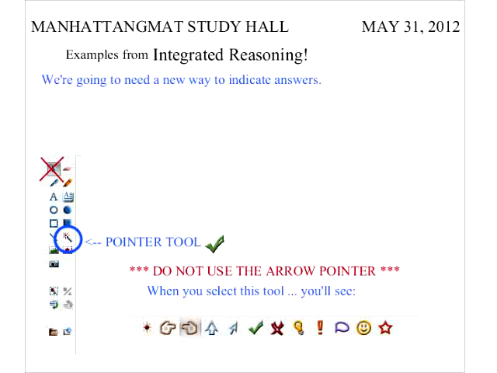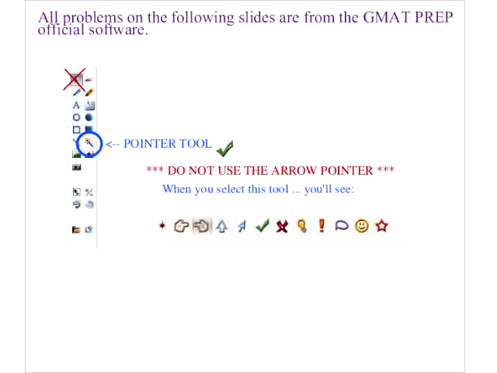Okay, all of the problems are from the new GMAT prep with integrated reasoning. So let's go ahead and take a look. Oh, you didn't even see that screen, did you? Okay, here's the screen that I actually wanted to show you. All of the problems are from the GMAT prep software. Please use the pointer tool and not the arrow pointers. And we're going to have a good time here.